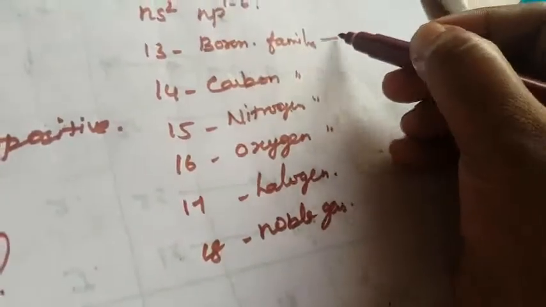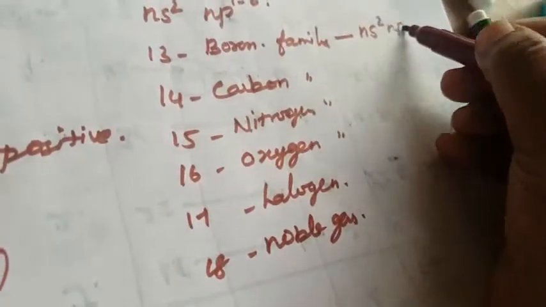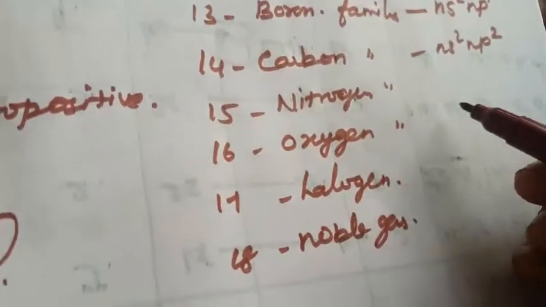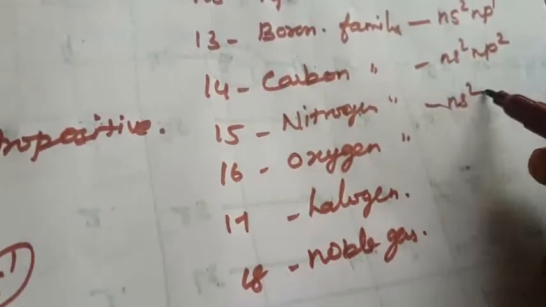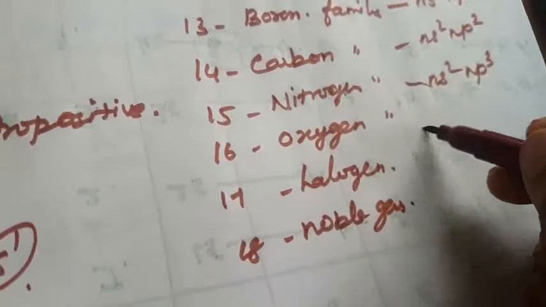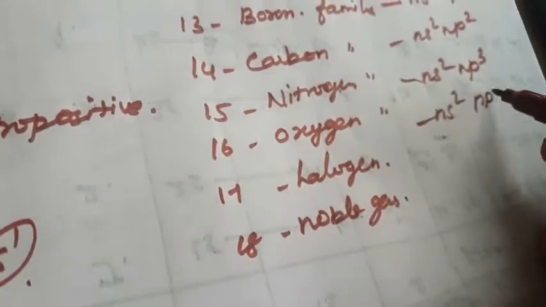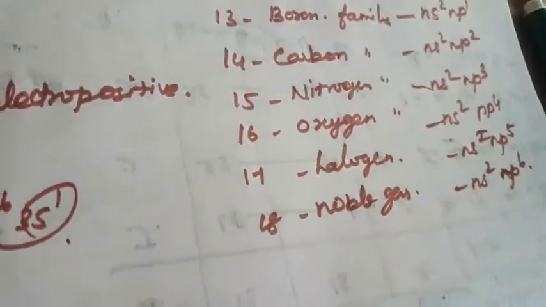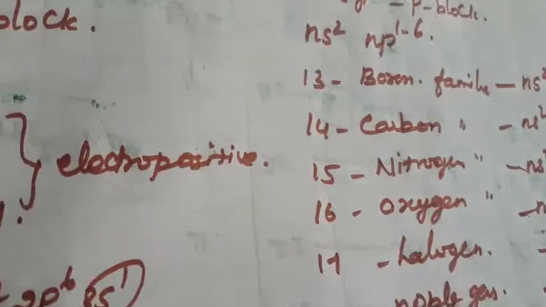The electronic configuration is ns2 np1, here ns2 np2, here ns2 np3, here ns2 np4, ns2 np5, and here ns2 np6. So this is the outermost electronic configuration of the p block elements.